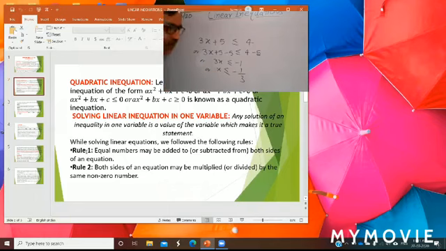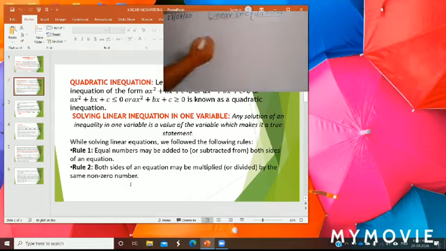So in the first rule here you noted that if the same number is to be added or the same number is to be subtracted from any equation, there is no change in the inequality. Now your second rule: both sides of an equation may be multiplied or divided by the same non-zero number. As you have seen with this example, here I divide both sides by 3.